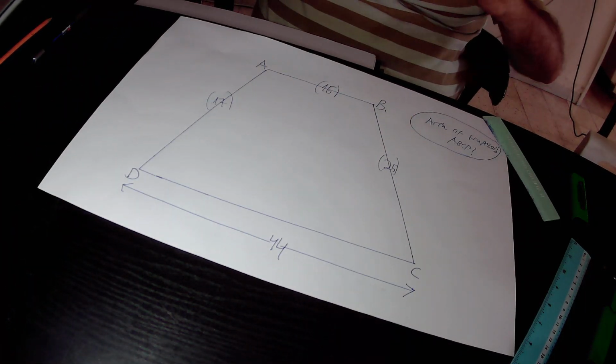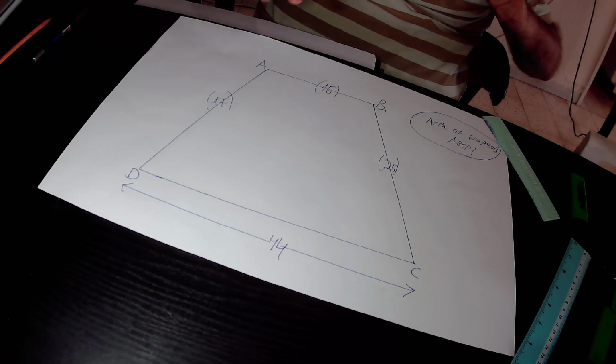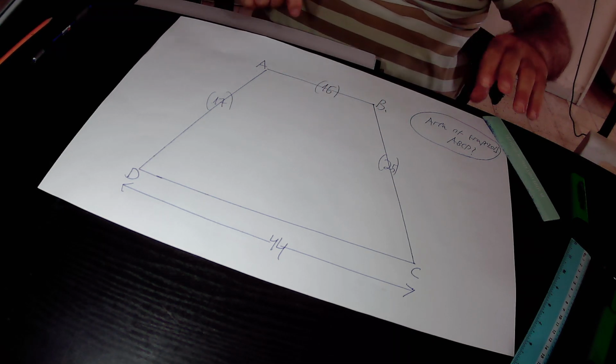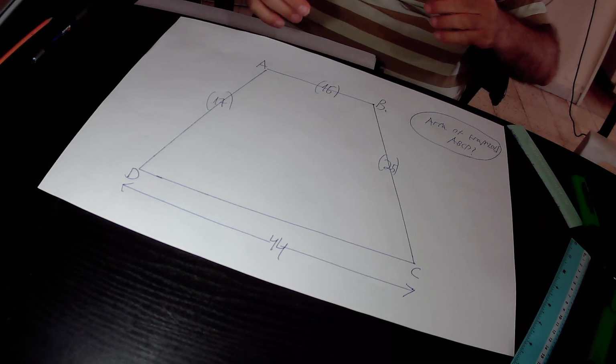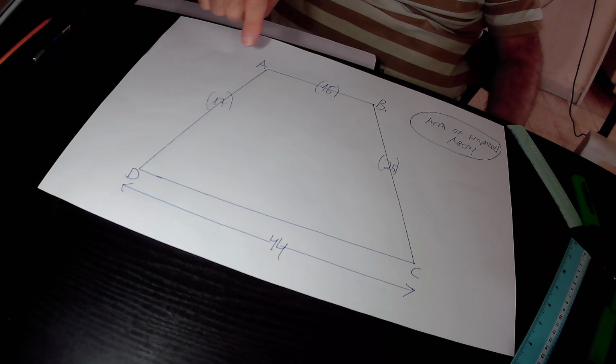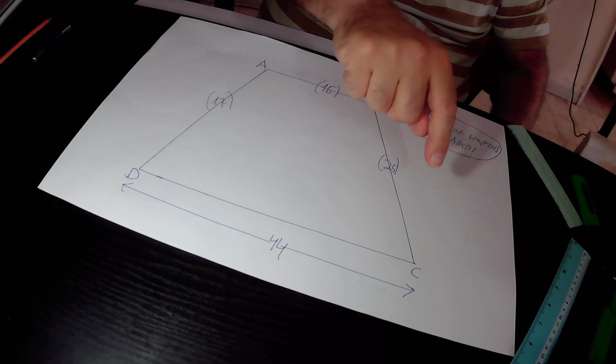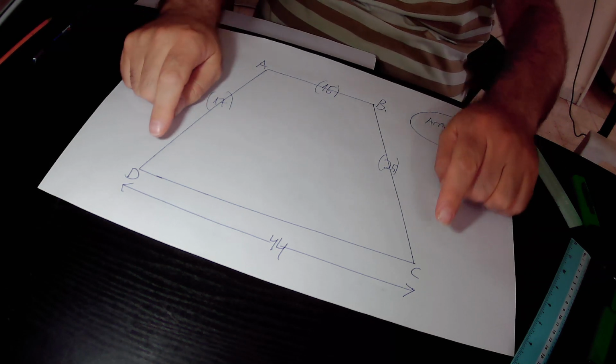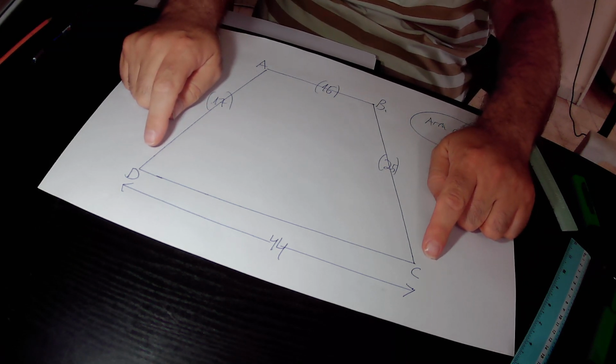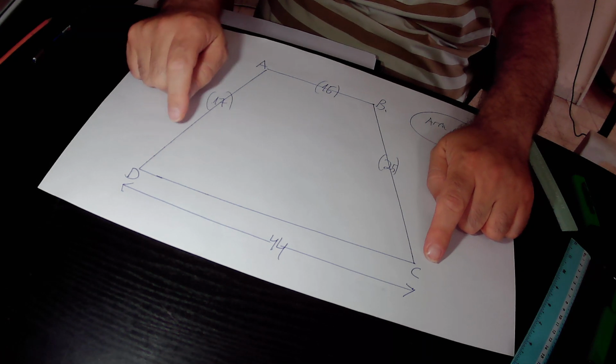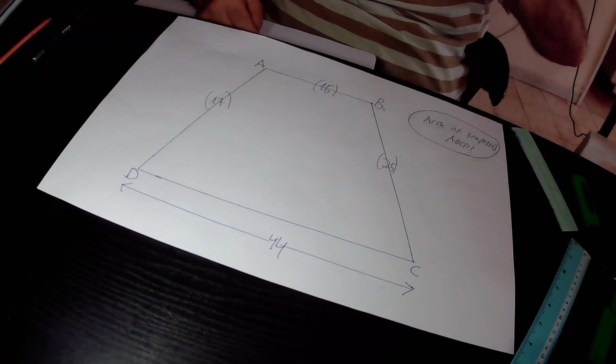Our mission in this second question is to find the area of this trapezoid ABCD. It is given in the question that AB equals 16, AD equals 17, BC equals 25, and side DC of this trapezoid ABCD is equal to 44 units in its length. Again, our mission is to find the area of this trapezoid ABCD.